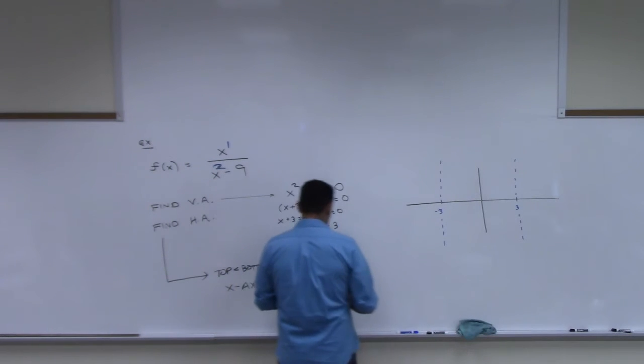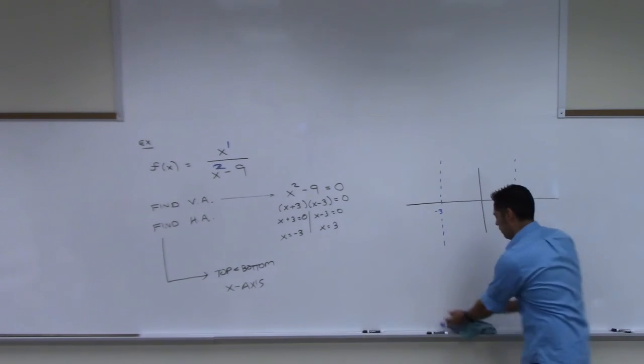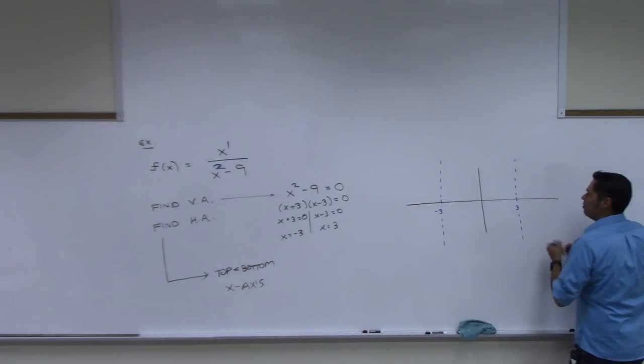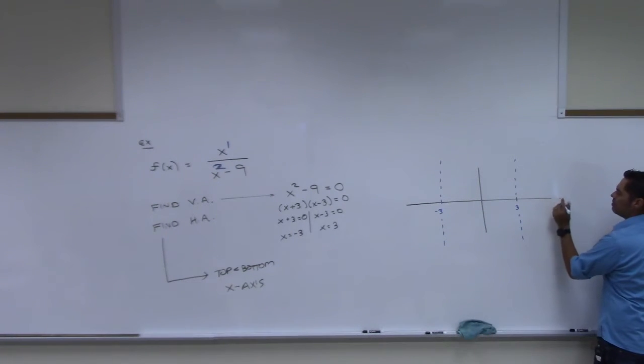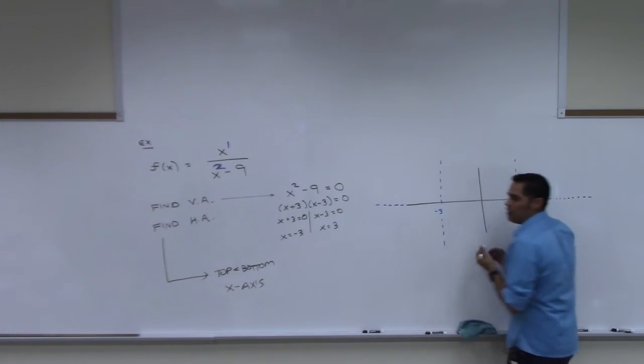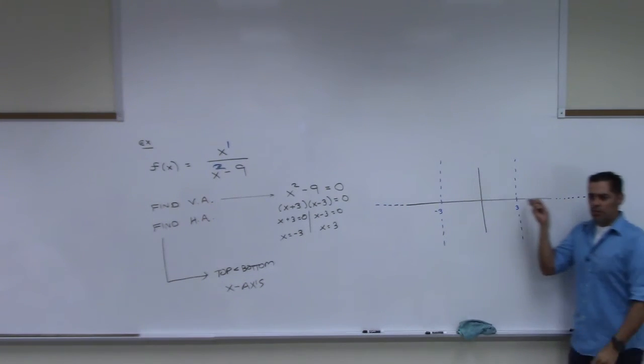So here's how I'm going to draw that over here on my graph. On the edge here, let me just erase a little of this. I'll put a dotted line here, and on this edge, a dotted line there. Notice I'm not drawing my dotted line all the way through, okay?